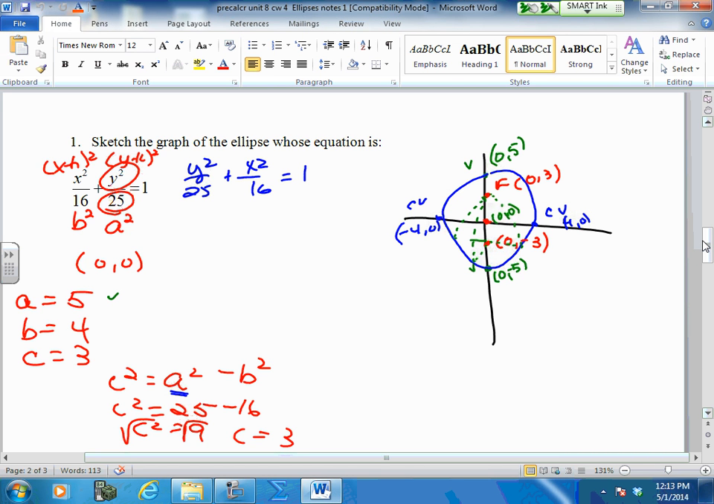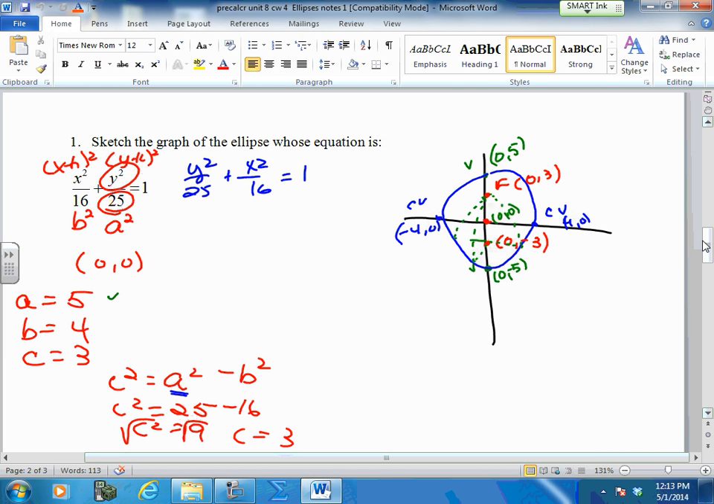Oh, so to find that point, I'll use that formula that's on here? That's all we're going to use is your formula. We're going to find the A and the B from your equation. We're going to find the C from this formula. And we're going to draw it. And that's our basic ellipse.